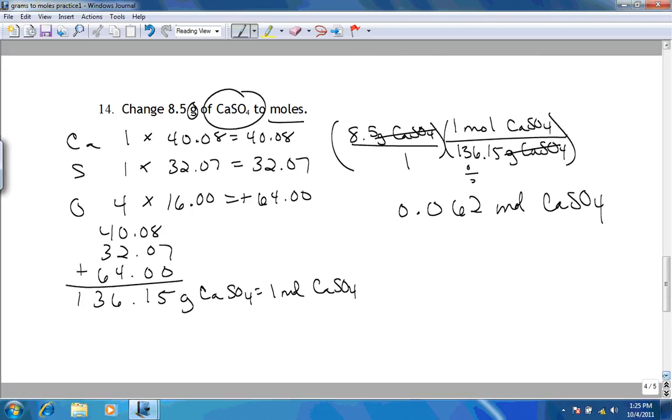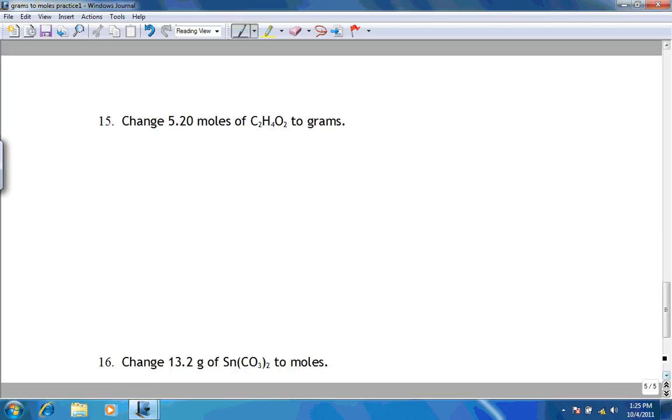Alright, we are on to the last two questions on the grams to moles worksheet, numbers 15 and 16. When we're looking at this, we have moles and we're going to grams, and we're given this compound, C2H4O2. Because we're going from moles to grams, we need to figure out the molar mass of that compound. So we have carbon, hydrogen, and oxygen: 2 carbons, 4 hydrogens, and 2 oxygens.